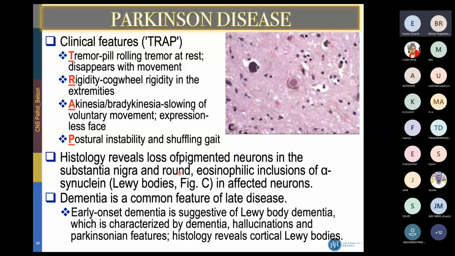So histology will reveal loss of pigmented neurons in substantia nigra and around. There is inclusion of alpha-synuclein. So ibyo bita Lewy bodies shown here in the affected neurons. So they have dementia, but usually it's rare. Early onset dementia is suggestive of Lewy body dementia, which is dementia, hallucination, and Parkinsonian features. Histology will reveal cortical Lewy bodies.